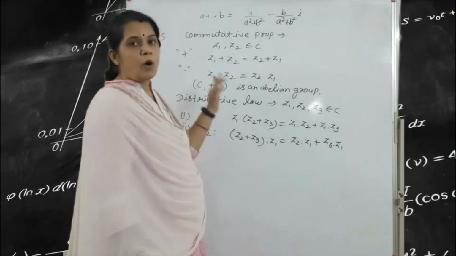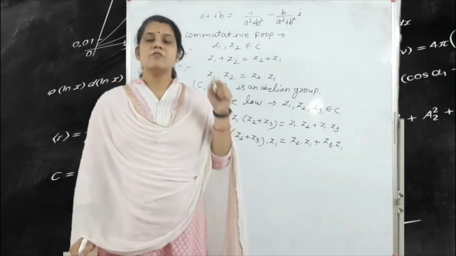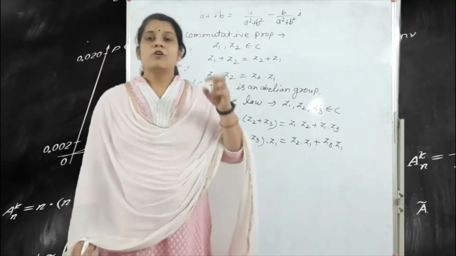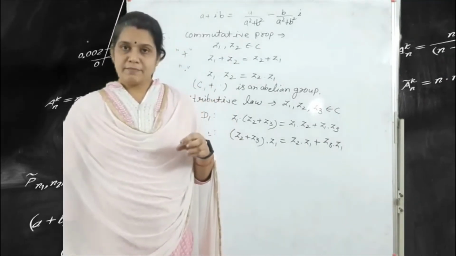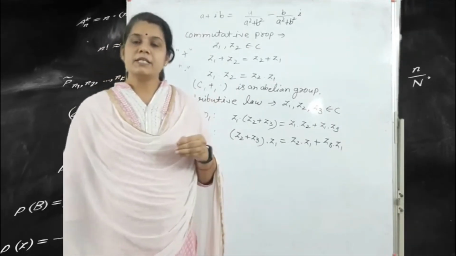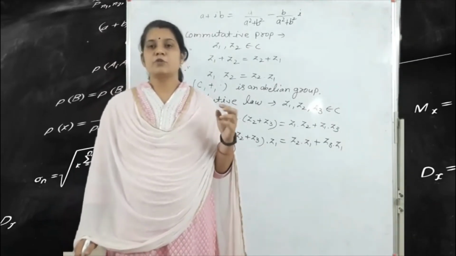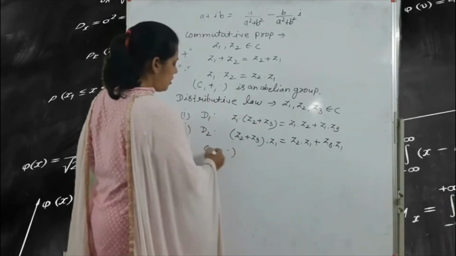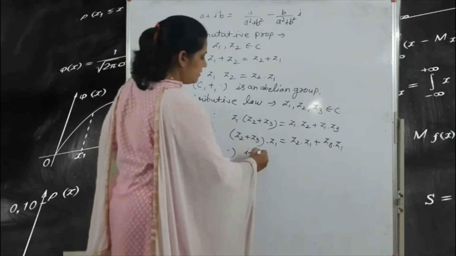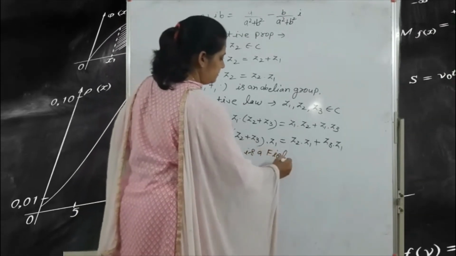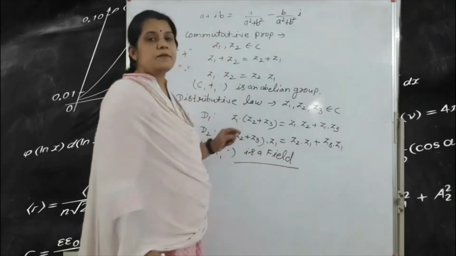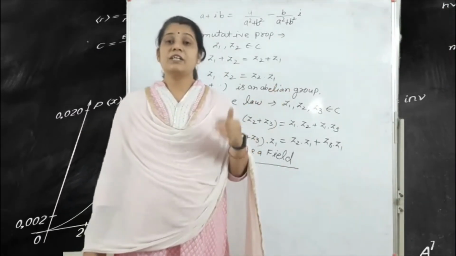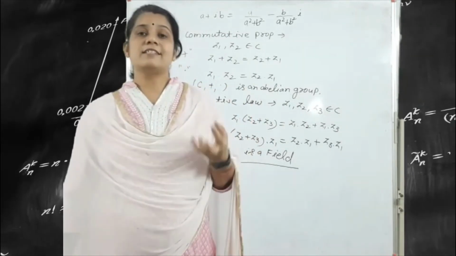So with the help of all these three conditions, that means complex numbers with respect to plus form an abelian group, with respect to multiplication form an abelian group, and the distributive law holds. So we can say that C with plus and dot is a field. Okay, so this is a very important example. According to this type of example, we can find out very easily whether this is a ring, this is a field.